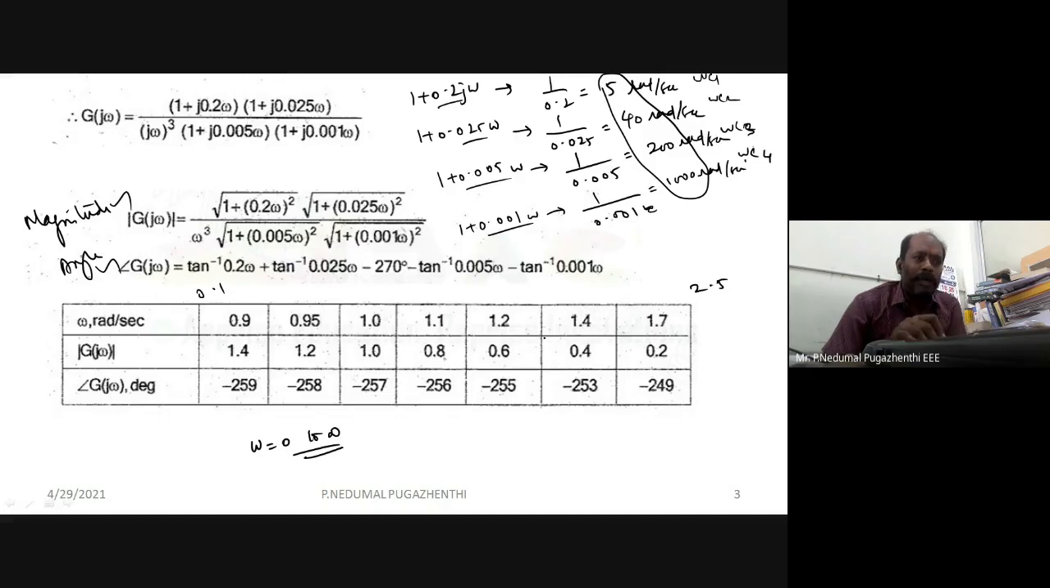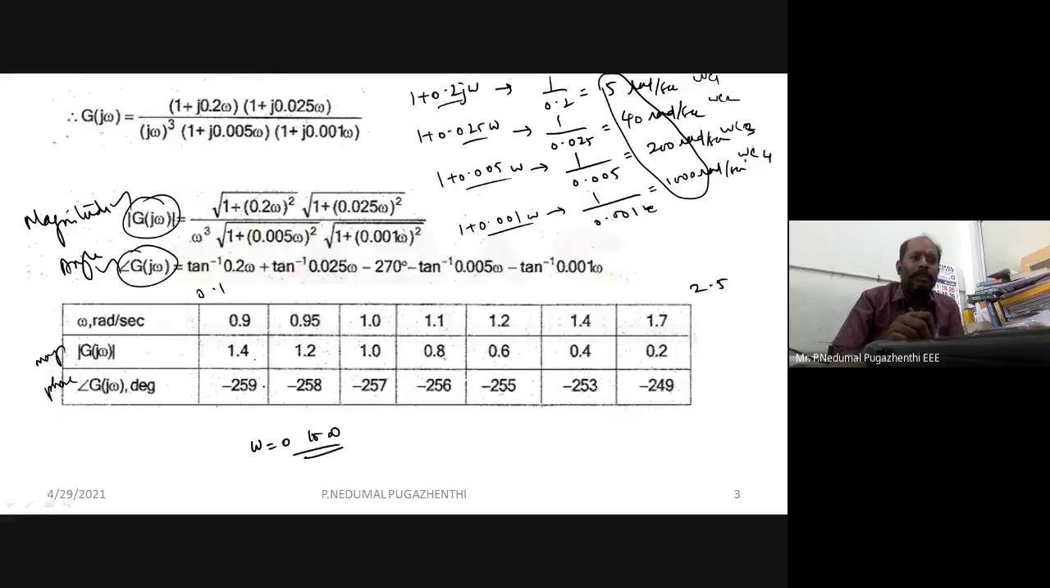Nominally we have to choose it around the corner frequency, but you can see how much deviation it has, 5 to 1000. You cannot represent that in a single graph sheet. So you try to have some points between 0.1 to 2.5. In the table, actually, it is from 0.9 to 1.7. For every value of omega, you substitute that in your G of j omega and the angle of G of j omega. Now you will be able to get the magnitude and the phase. So this is your magnitude and this is your phase angle.